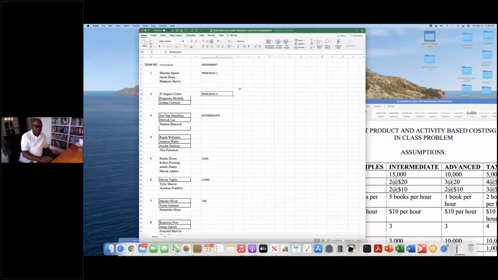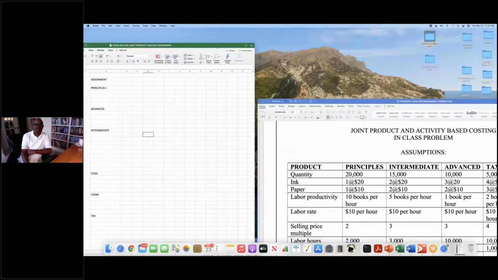Team 2, that should be the advanced. I guess I got a one, right, thinking about Principles 1 and Principles 2. So you got the advanced. Okay. You know what you got to pay attention to now.